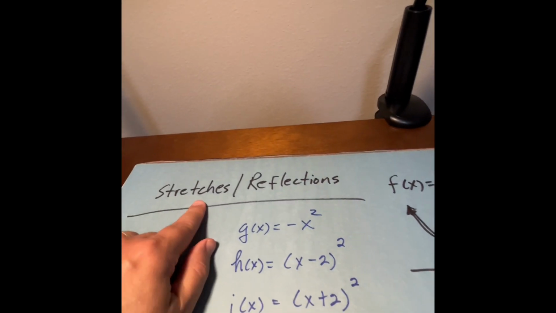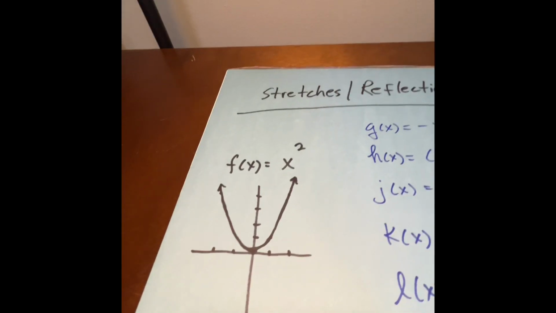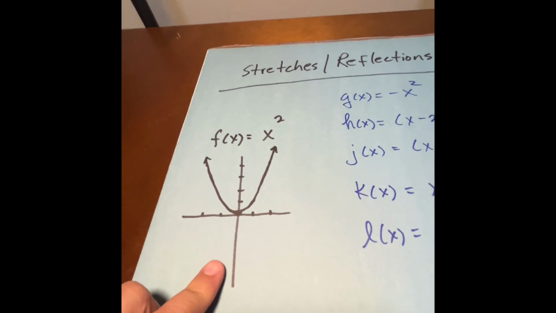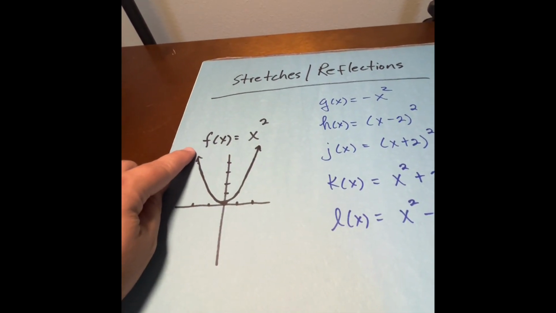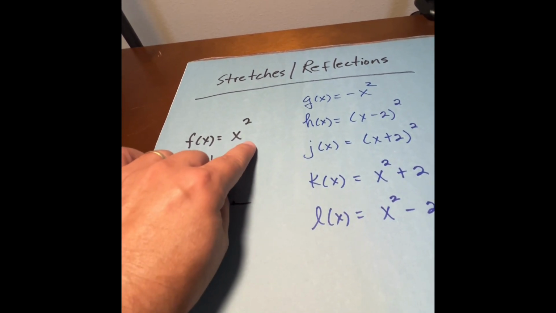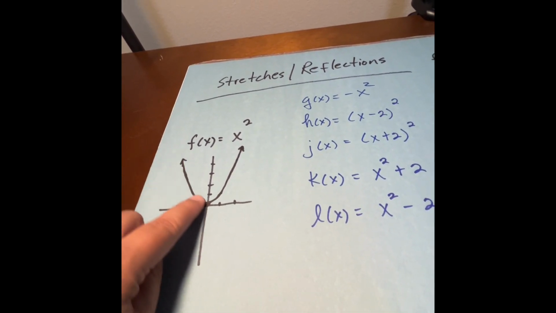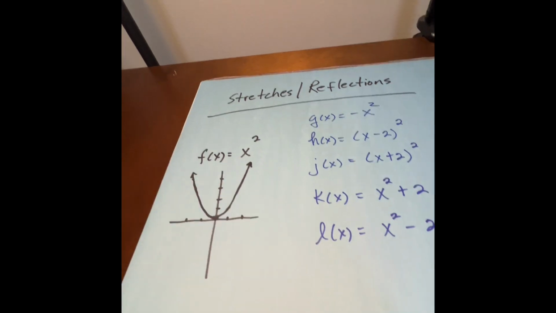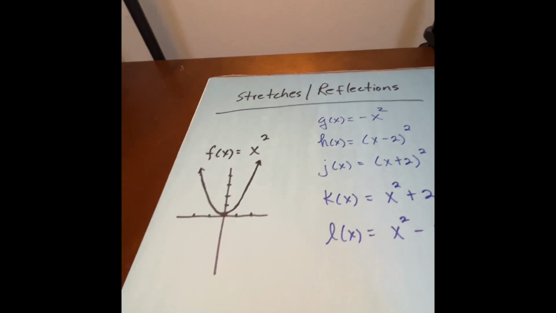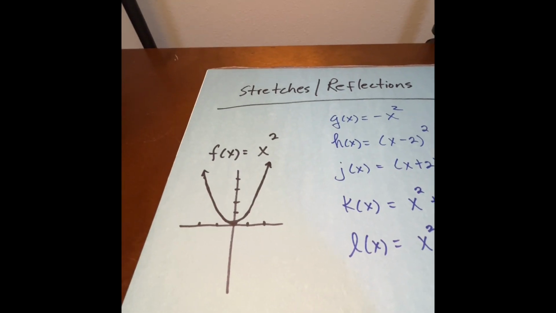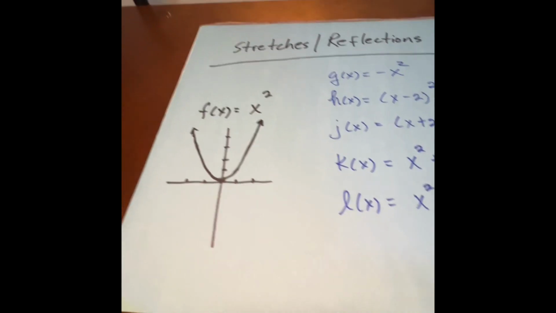Right, let's talk about stretches and reflections for the parent function that is a quadratic. So consider f of x equals x squared. This is a parabola, it's a quadratic, and it's called the parent function because it's the most basic function that all the other quadratics stem from. So it's the parent function for the quadratics. So let's look at a couple things.